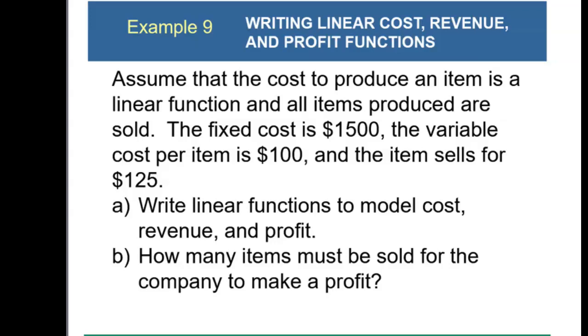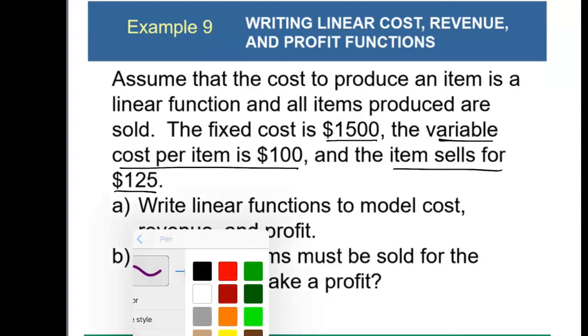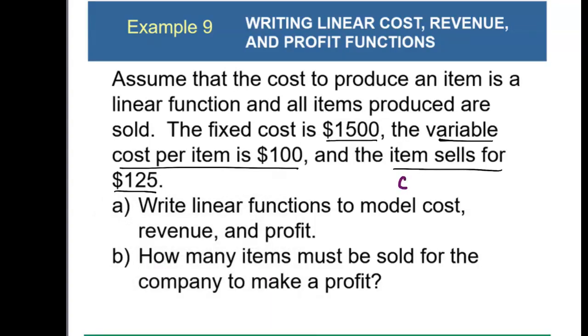Looking at an example here, we assume that the cost to produce an item is linear, right? A fixed cost is $1,500 and variable cost is $100. The item sells for $125, okay? So if we want to write linear functions to model cost, revenue, and profit, we would use those formulas that we just learned about. So C of X equals, right? We have M, which is our variable cost, times X, plus our fixed cost. So that's our cost function.